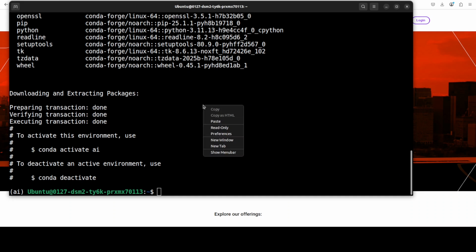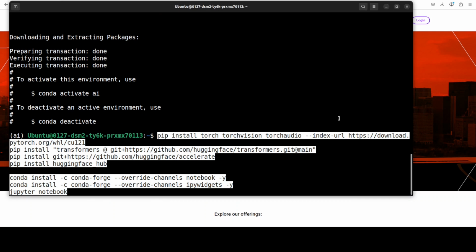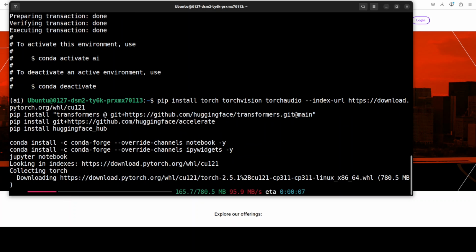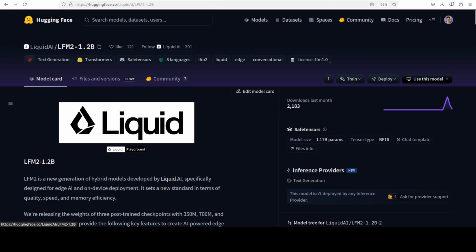And our virtual environment is created. Let's install all the prerequisites, which primarily include torch, transformers from the source, and a few other tidbits. This is going to take a few minutes. While that happens, let's talk a bit more about its architecture.